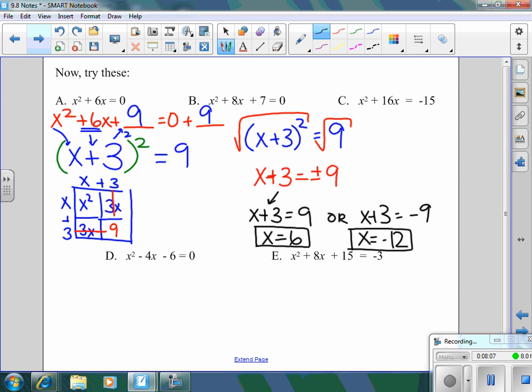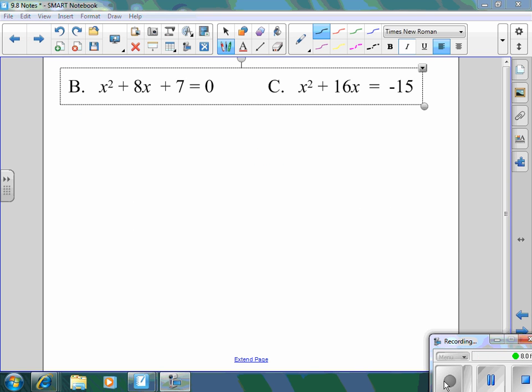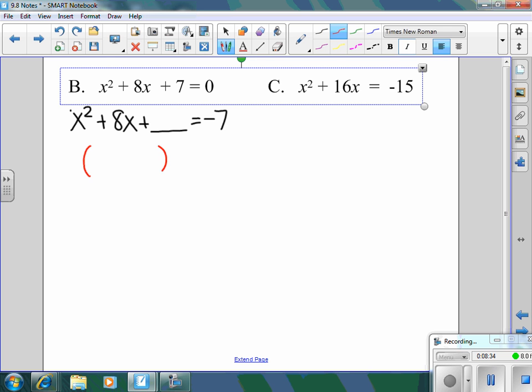Let's do b together. Let's move it to a different page so we have a little more room. We want to first rewrite it with this 7 on the other side. Because this right here doesn't make a perfect square. So if I subtract 7 from both sides, this is what I end up with. And now I want to turn the left side into something perfectly squared.